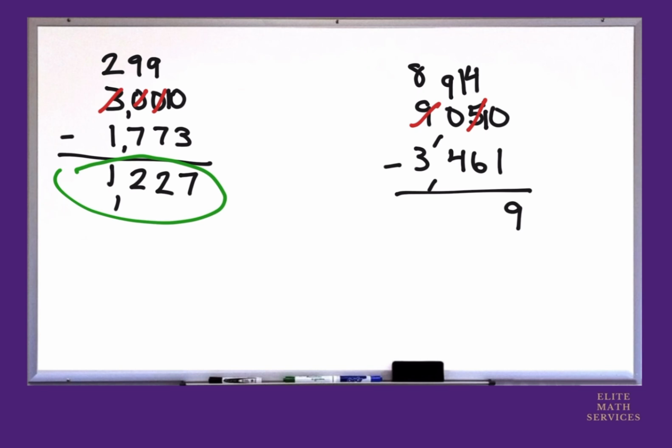So we're going to go ahead and take 6 away from 14, which gives us 8. Then we're going to go ahead and take 4 away from 9, which gives us 5. And 3 away from 8, which gives us 5. For a final answer of 5,589.